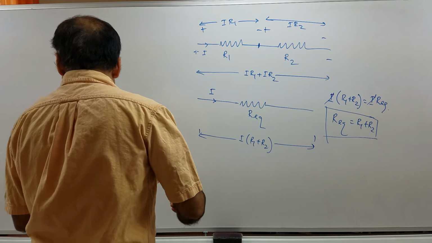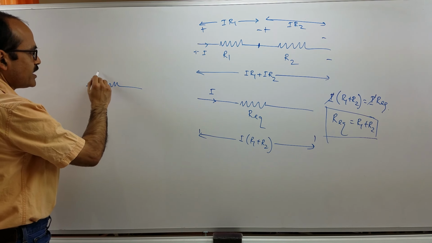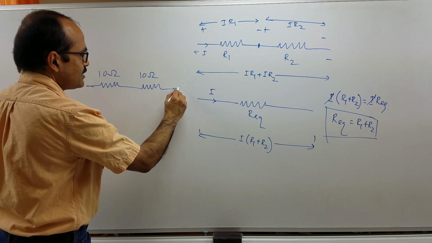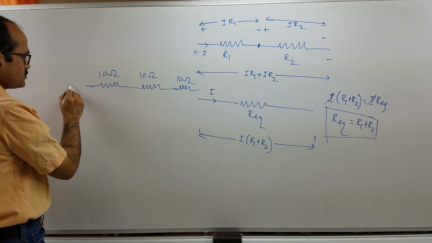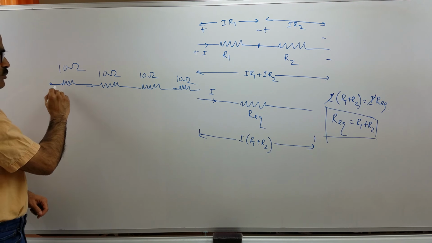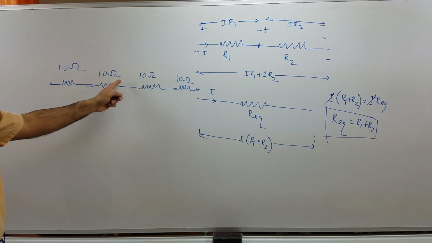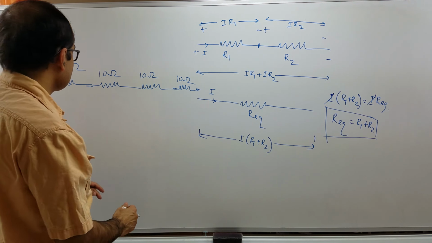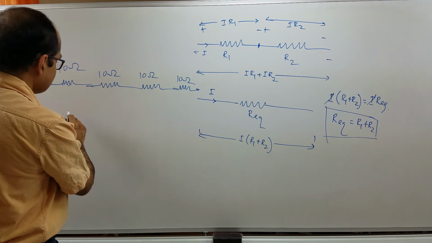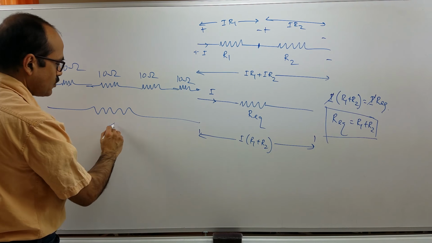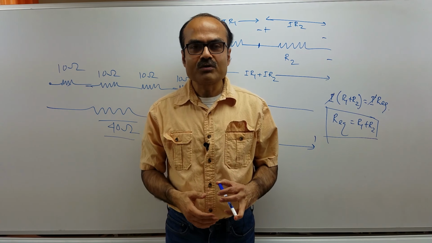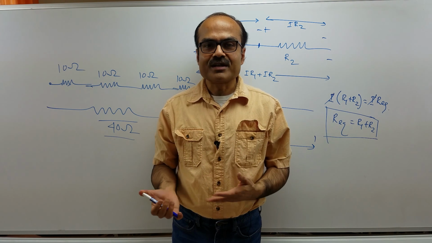For example, if we have 10 ohm resistor and 4 such resistors in series, so the equivalent resistance between these 2 points is going to be 10 plus 10 plus 10 plus 10, that is 40 ohm. So we can replace these 4 resistors by one 40 ohm resistor. So that is how we find the equivalent resistance of resistors in series.